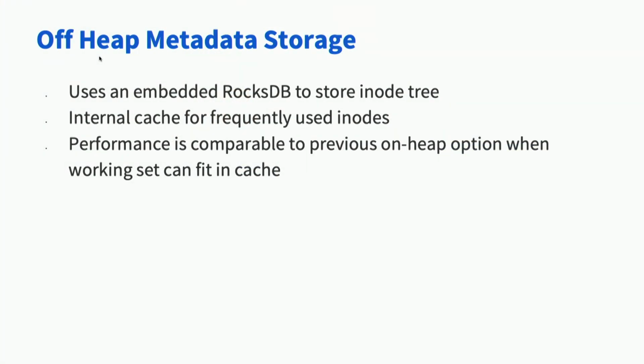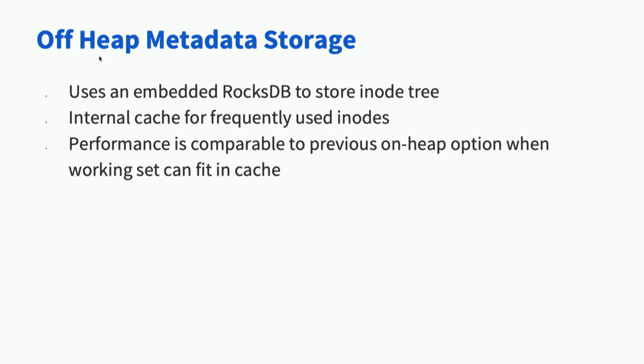Okay, so I'm going to go into a bit more depth for each of these features to give you an idea of what the underlying implementation is. The first, for off-heap metadata storage, what we did here is we used a RocksDB embedded instance, and we used that to store the inode tree. So this stores the inode tree on disk, meaning before, all of the inodes would be stored in the Alluxio master memory, and that would scale with the amount of memory you would be able to allocate to your Alluxio master.